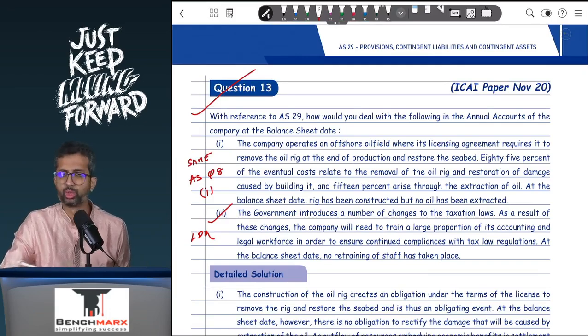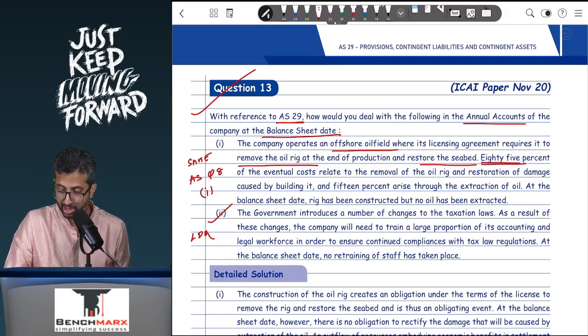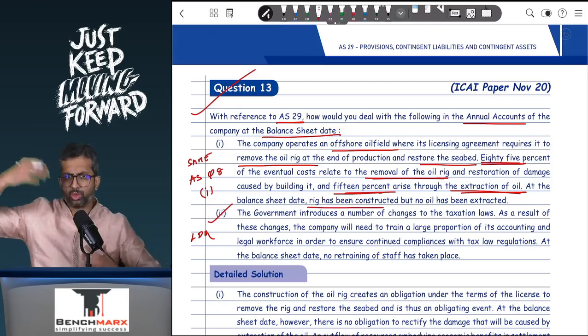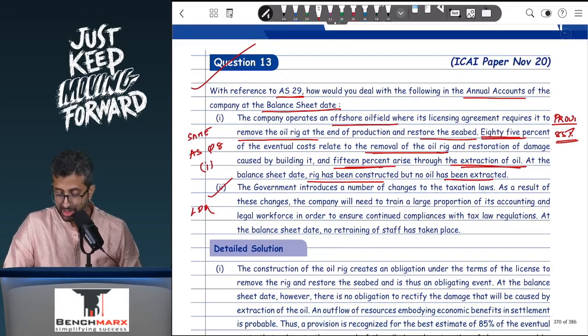Subpoint 1 is same as what you did in question 8, subpoint 1 with reference to AS29. How do you deal with the following in the annual accounts of the company at the balance sheet date? The company operates an offshore oil field where licensing agreement requires to remove the rig at the end of production and restore the seabed. 85% of the eventual costs relate to removal of rig and restoration of damage, and 15% arise due to extraction. Now at the balance sheet date, rig has been constructed, but you have not started extracting the oil. And hence what will I do? Well, I will create a provision at 85% of the present value of the expected cost. Same.